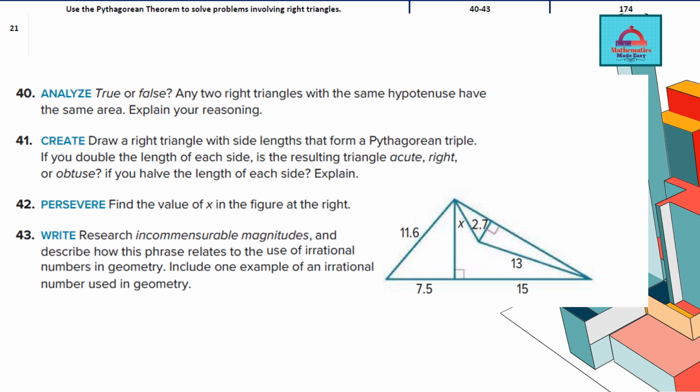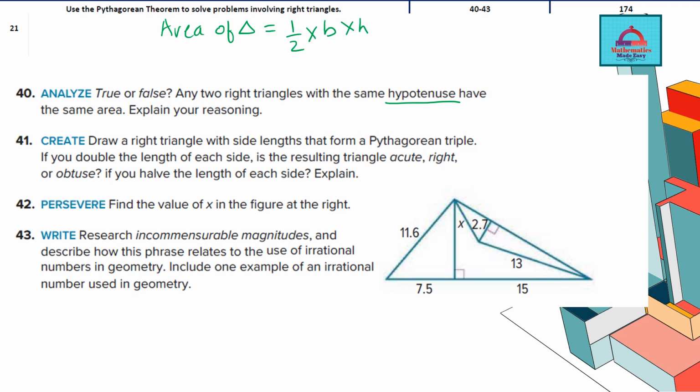Let's solve some more questions on Pythagorean theorem and right triangle. So the 40th question says, true or false, any two right triangles with the same hypotenuse have the same area. Now, area of a triangle, what is the formula? Let's recall, 1 by 2 base times height. So does it involve hypotenuse?